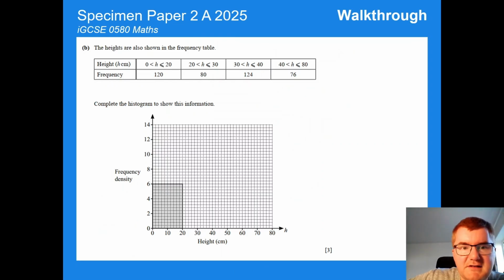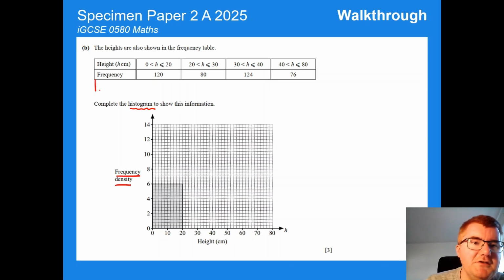Okay, and the heights are also shown in this frequency table. Okay, so it's been converted into that. And now we need a histogram. Again, still important on the 0580 course. Box and whisker might have gone, but histograms are still here to stay. Now notice, a clue for this is frequency density. They give you this in the scale.